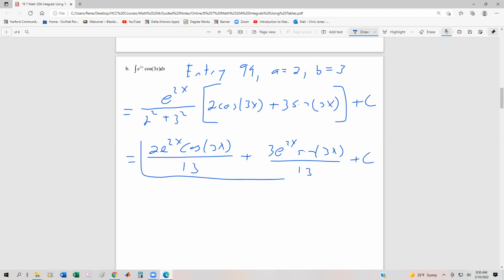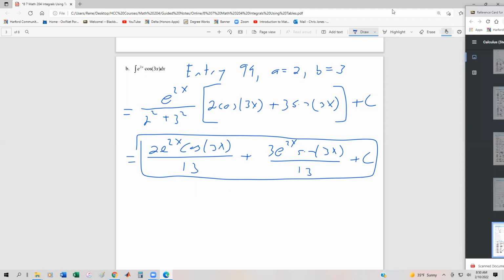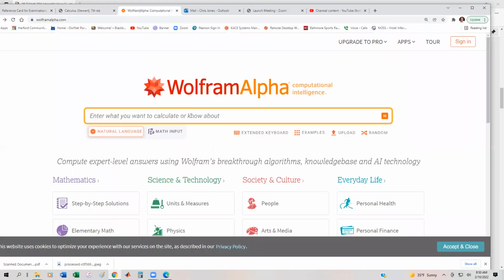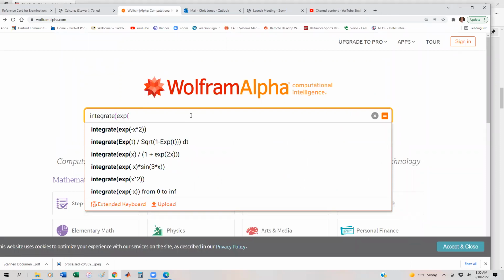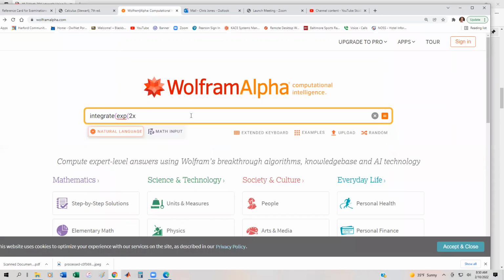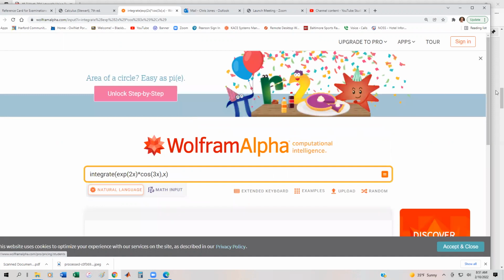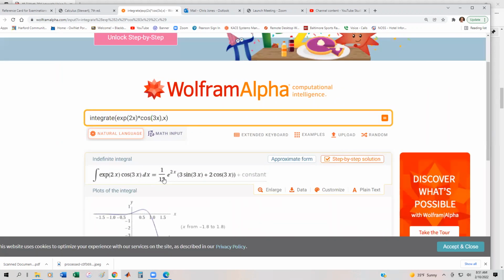Now what we could do is verify this, or at least see if we get anywhere close, by using Wolfram Alpha. So I'm going to go back and use Wolfram Alpha here, and we're going to integrate exp of 2x times cos of 3x with respect to x. I'm going to go ahead and run that. And remember, there's a 13 in the denominator, so if we've done it right, here it is.